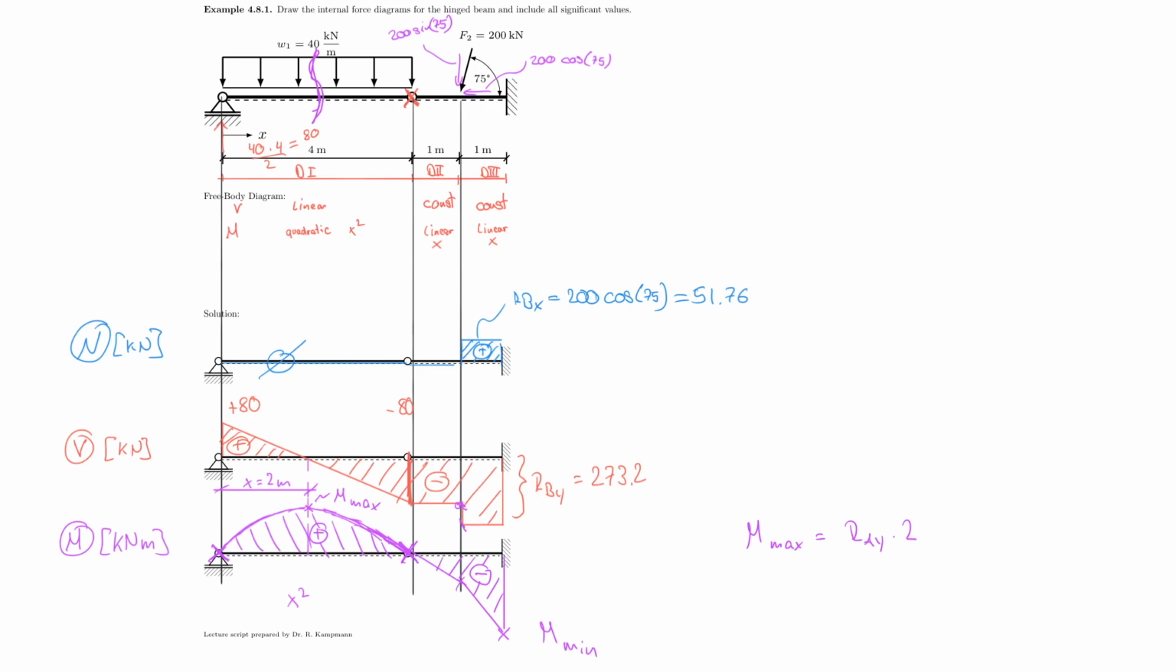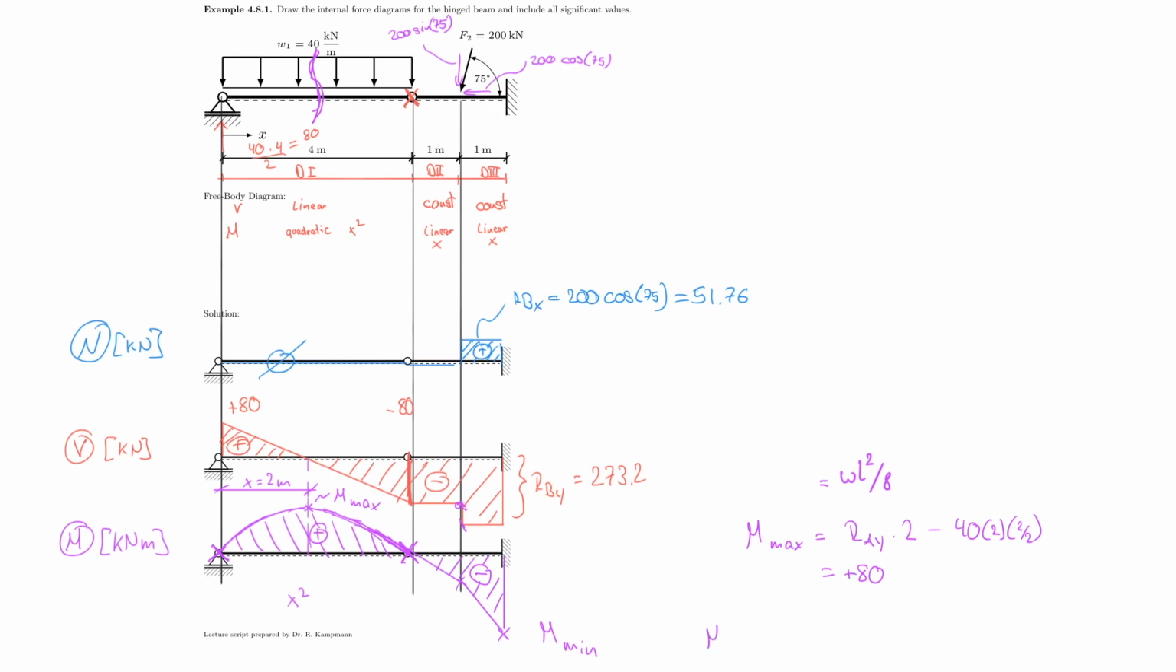And now minus 40 times 2 times 2 halves, which is 1. And so that would give me my M max, which also happens to be like wL squared over 8 in this case, because it is a simply supported beam, but this happens to be 80, right? So, and this is positive 80.